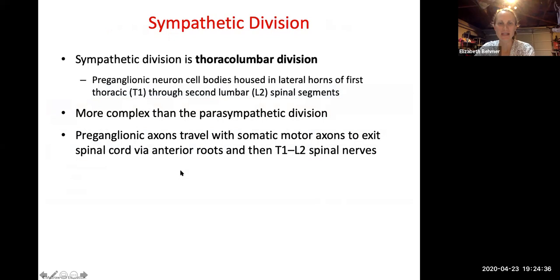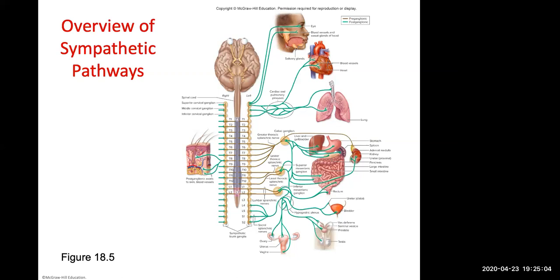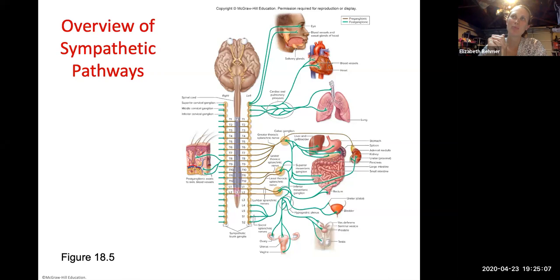Okay, let's get to the sympathetic division, also called the thoracolumbar division, because the cell bodies are housed in the thoracic through the second lumbar spinal segments. Here's an overview of the sympathetic pathways. Again, the sympathetic pathways are all involved in fight or flight. So your fight or flight response would be increased heart rate, increased bronchial diameter. Again, the bronchioles are your airways in your lungs, and they will increase in diameter to try to get airflow, and increased force of contractions from your heart. So this is the sympathetic pathway.